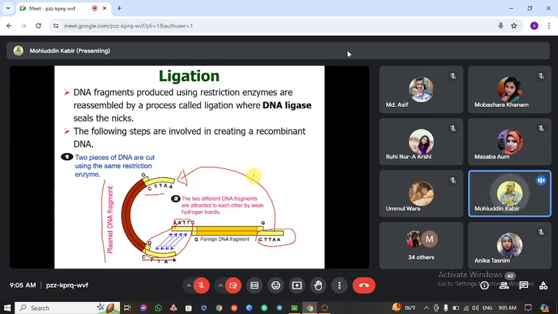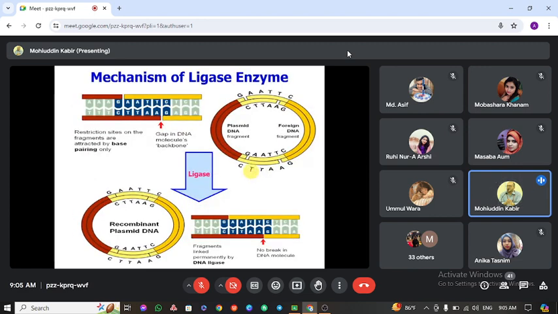And through that complementary base pairing, ultimately, it will have this type of circular form. But there is still a gap because no phosphodiester bond has been created. Phosphodiester bond is not spontaneously created. So this is called gap or nick.